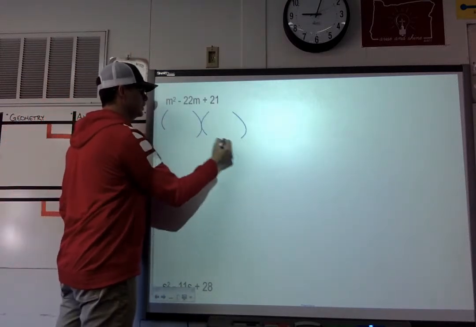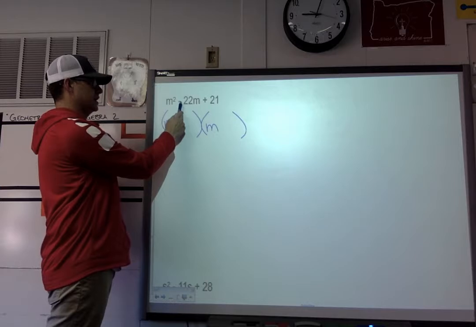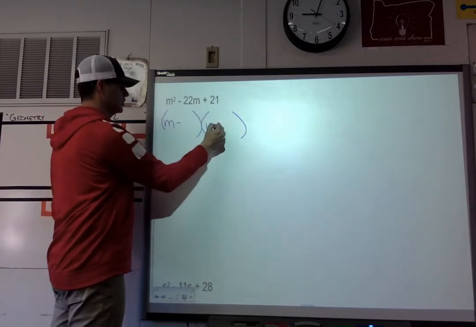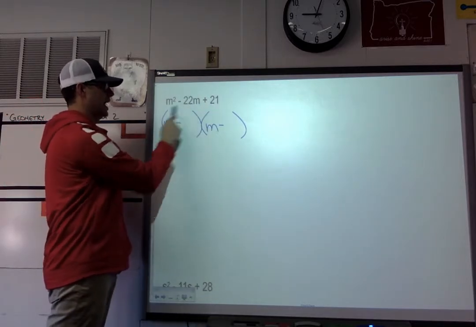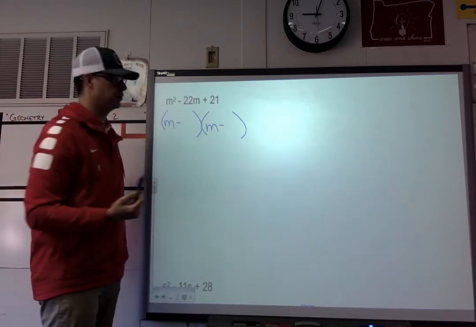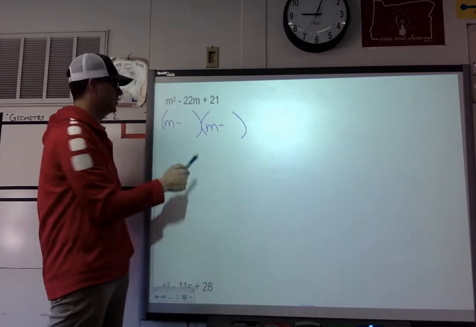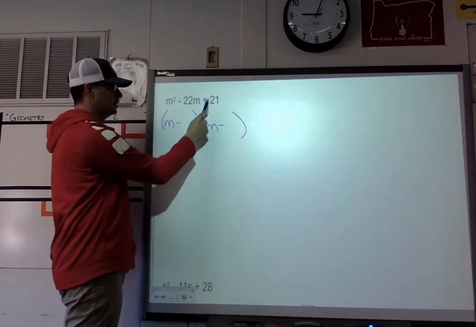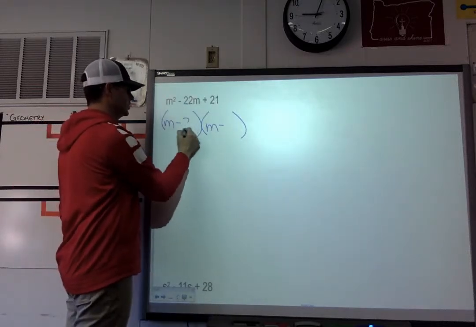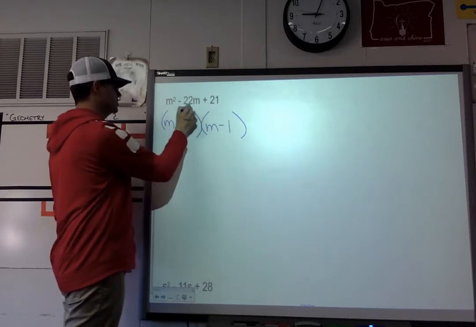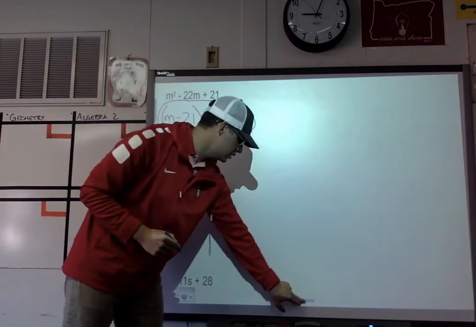Here, again, we know we're going to start with our variable, which is m. It's a -b and a positive c, meaning they're both going to be subtraction. We need two numbers that multiply to 21 and add to -22. So they're both going to be negative numbers. Now 21, we could have -7 and -3, but those add up to -10, so that doesn't work. Our other option is -21 and -1, which does add to -22. So it'll be m minus 21 times m minus 1. One more here.